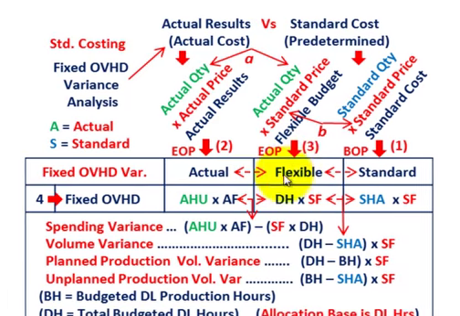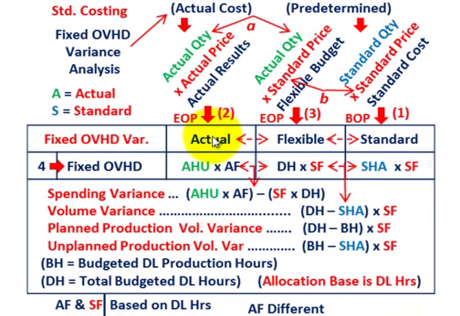Okay, so let's look at how we'd make our calculations. For this fixed overhead, we're taking some quantity, in this case direct labor hours, times some rate. So our actual amount is going to be our actual hours used, based on our direct labor hours, times the actual fixed overhead rate. That's our actual amount.